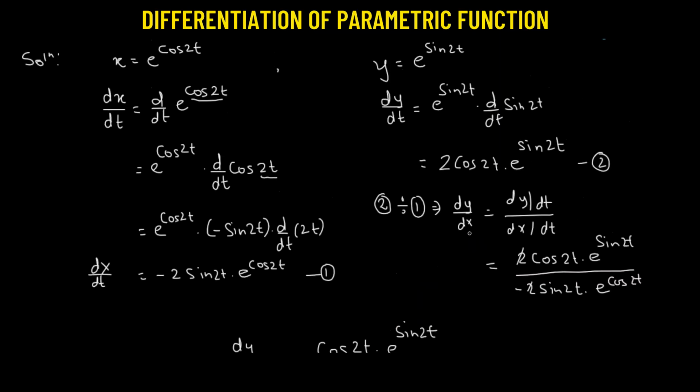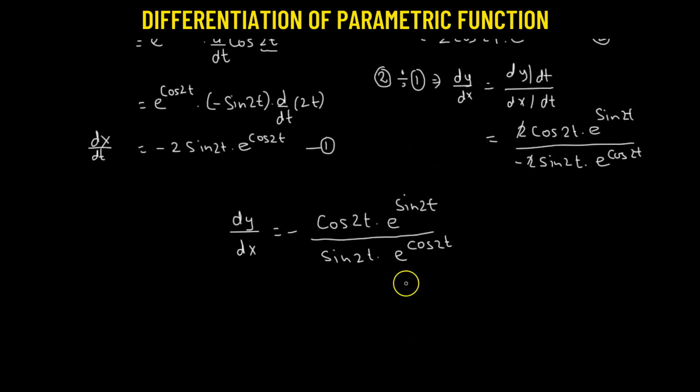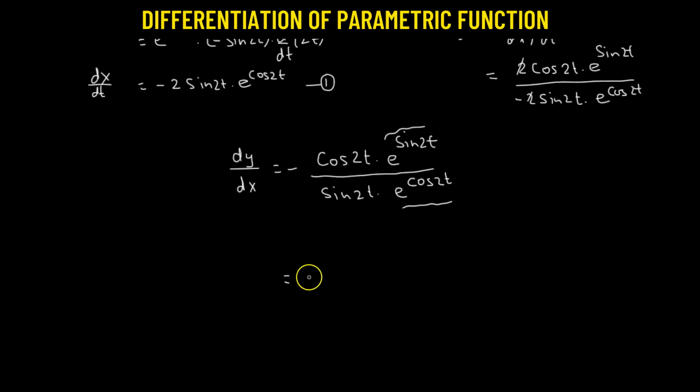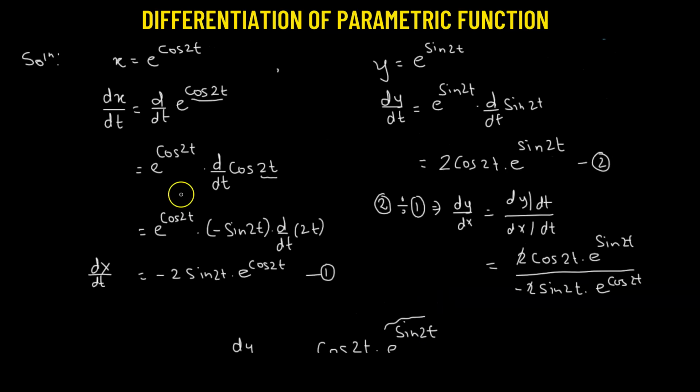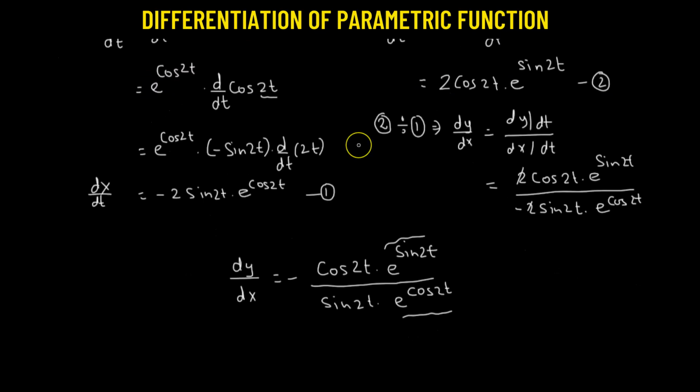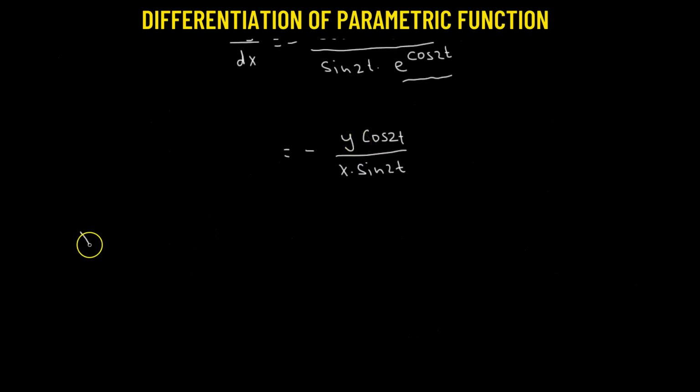Now if we look at our function, we have x equal to e raised to the power of cosine of 2t. So that means we can replace this with x, and similarly we can replace e raised to the power of sine 2t with y. So this will become negative y times cosine of 2t, whole thing divided by x times sine 2t. Right. Now we'll again use the fact that x equals e raised to the power of cosine 2t, and we have y equals e raised to the power of sine 2t.